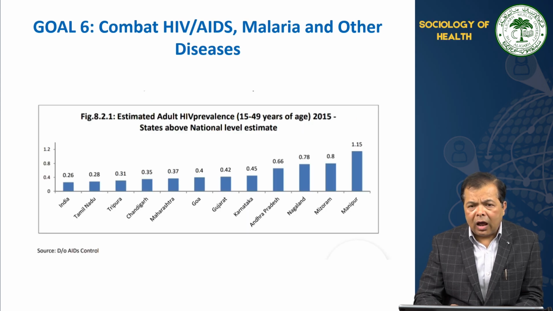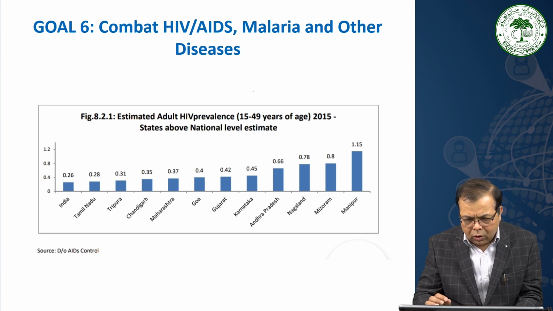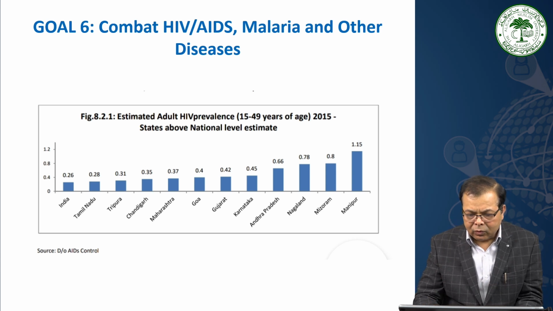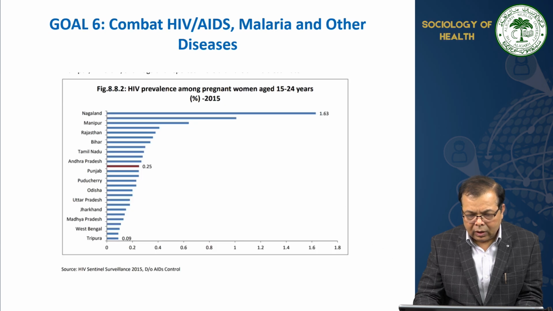So this graph is basically showing you the HIV prevalence, and this one is showing you HIV prevalence among pregnant women.